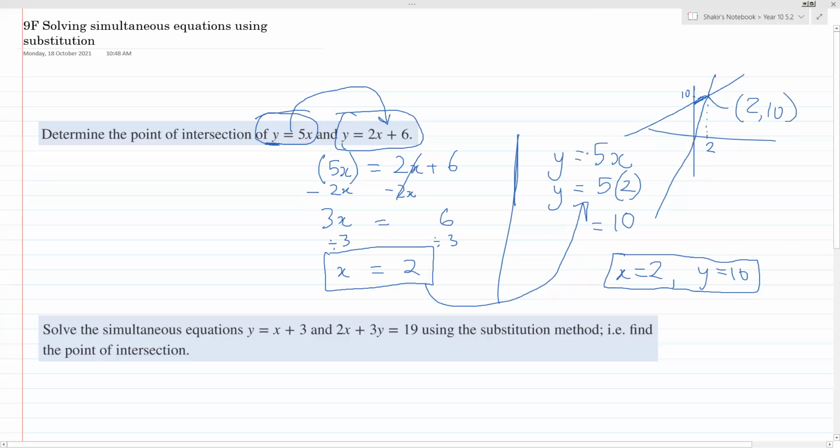Make sure you understand that that's what this means. We are trying to find the point of intersection of two straight lines, and we've solved it algebraically. We found what x equals, we found what y equals, and what that means is the coordinate (2, 10). x is 2, y is 10. And let's move on to the next question.